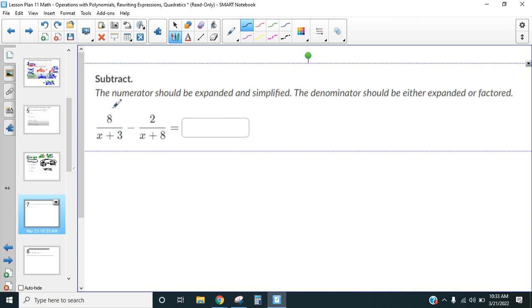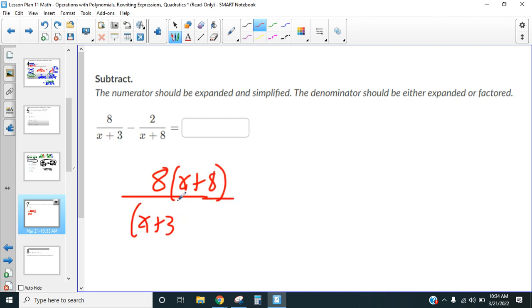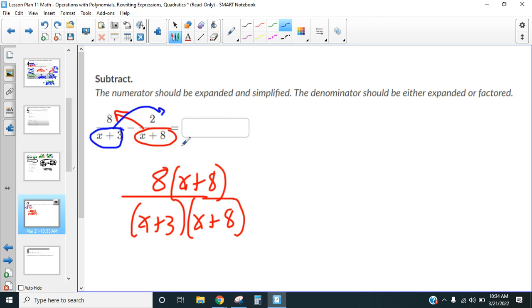This fraction on the left needs to be multiplied by this, right? The fraction on the right needs to be multiplied by that. All right, so when I rewrite this whole thing, it'll be 8 times x plus 8 over that on the bottom. That's the first part. That x plus 8 needs to go up there, right? That's what I'm doing in red. Now in blue, this needs to go up there. So now it's minus.